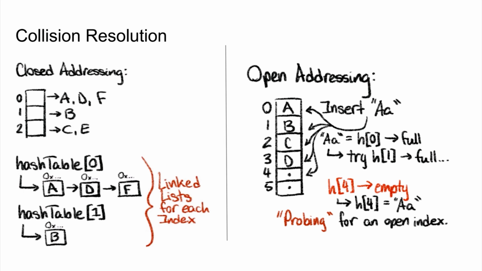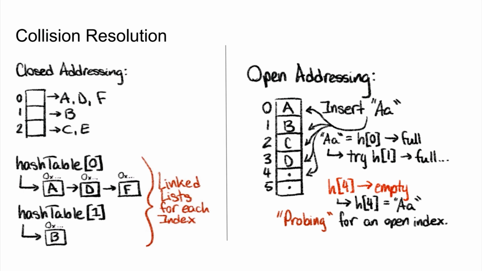With open addressing, all elements are stored directly inside the hash table. When a collision occurs in open addressing, the algorithm probes other indices according to a deterministic rule. For example, we have A at index 0 of the table. If we wanted to insert AA, it would normally go at index 0, but that index is full. So we'll check index 1, which is also full, index 2, index 3, and then we'll eventually insert into index 4, where there are no elements there.